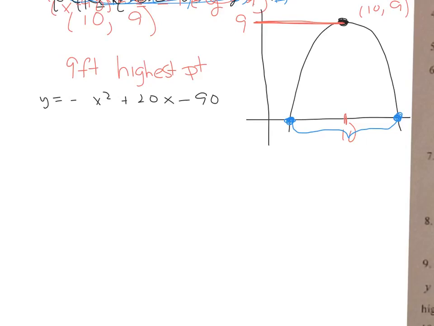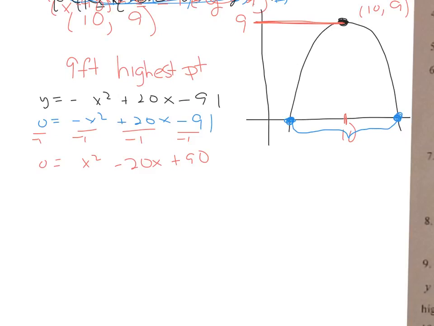So now I'm looking for my roots. That means my y value has to equal 0. So I have 0 is equal to negative x squared plus 20x minus 91. All right, so I notice that I have a negative as my leading coefficient. I want to get rid of that, so I'm going to divide everything by negative 1. So I get 0 equals x squared minus 20x, and then I have plus 91. All right, so now I'm going to see if I could factor this. So I'm going to multiply the first times the last, and I get positive 91x squared.